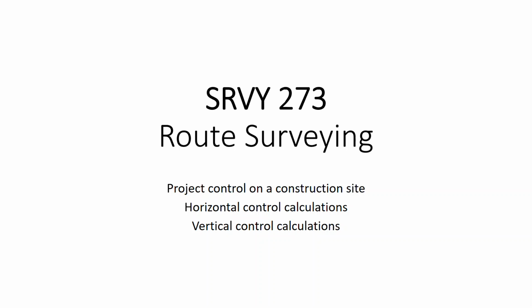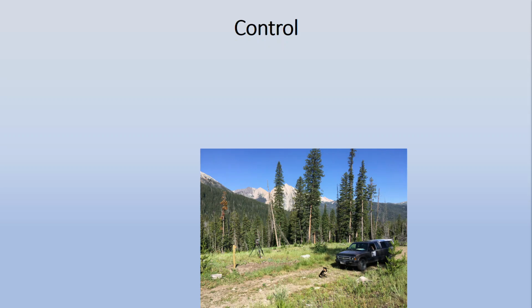This week we're going to talk about project control on a construction site and then have a real brief review of both horizontal and vertical control calculations. So when we talk about control, it means a lot of different things in surveying. Control can mean a reference point really for any application on a job site.